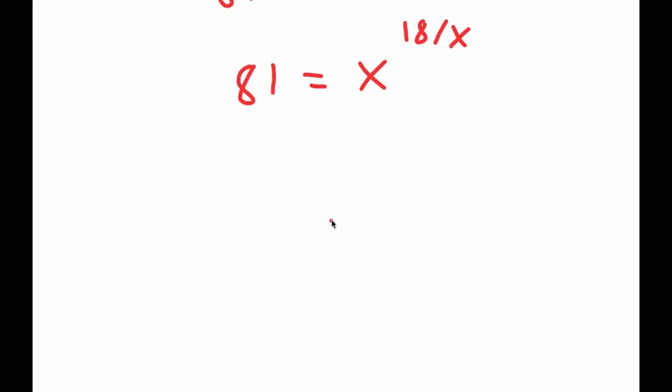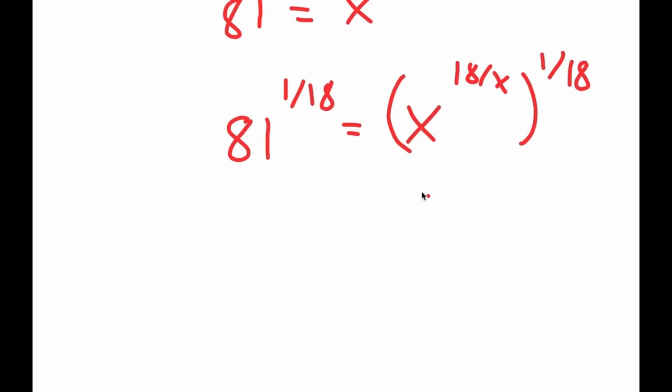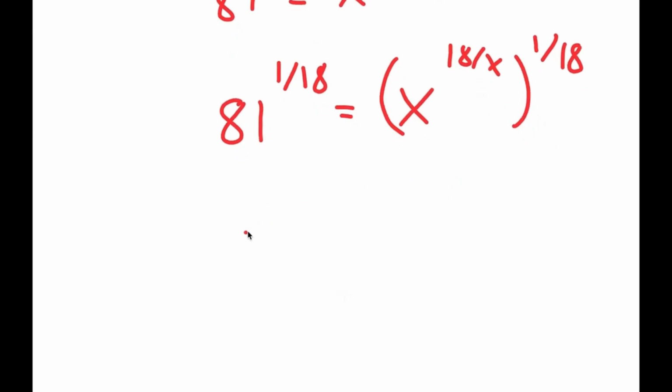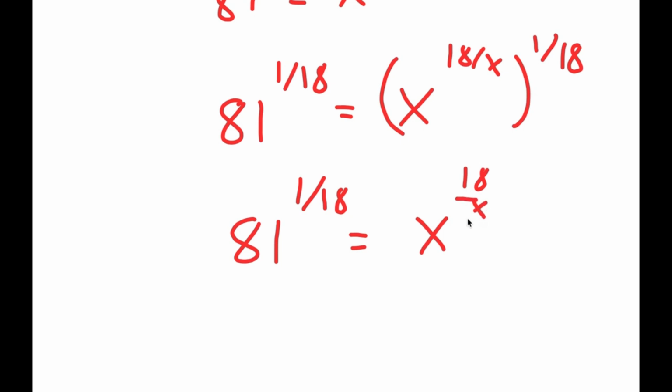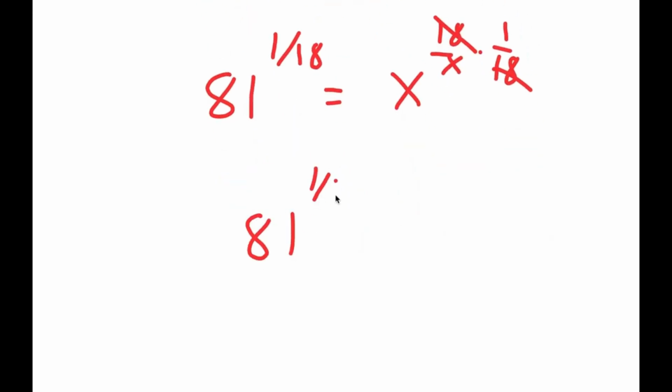Now I'm going to take the power of 1 over 18 on both sides. So I get 81 to the power of 1 over 18 is equal to x to the power of 18 over x to the power of 1 over 18. And this is the same thing as 81 to the power of 1 over 18 is equal to x to the power of 18 over x times 1 over 18, and these two 18s cancel out, so I get 81 to the power of 1 over 18 is equal to x to the power of 1 over x.